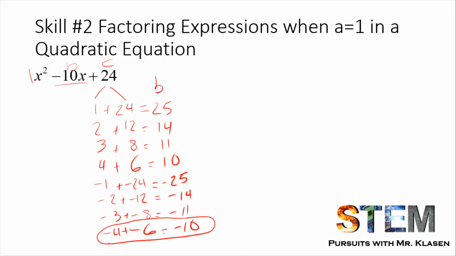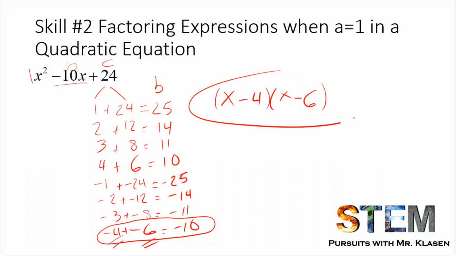So what I'm seeing here is that negative 4 and negative 6 are factors that I can use to separate this quadratic equation into two factored binomials. So now that I know that negative 4 and negative 6 are my factors, I can simply say (x minus 4) times (x minus 6) is my solution that I'm aiming for.